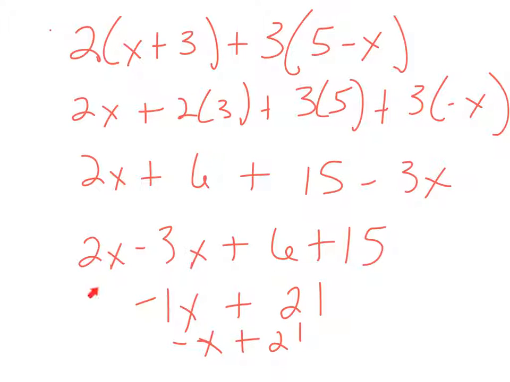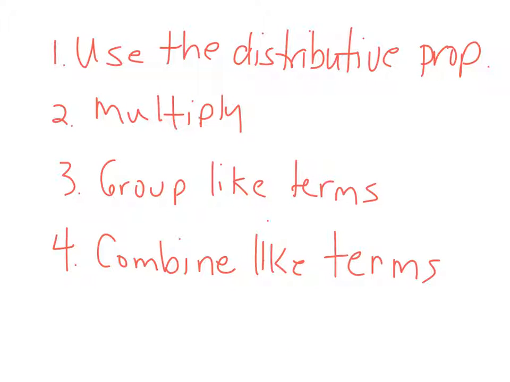I then can regroup, so I'd have 2x minus 3x plus 6 plus 15. I then end up with negative 1x, which we can just rewrite as negative x plus 21. And so the 4 steps that we've done now repeatedly is use the distributive property, multiply, group like terms, combine like terms. So that's how you would simplify expressions with grouping symbols.